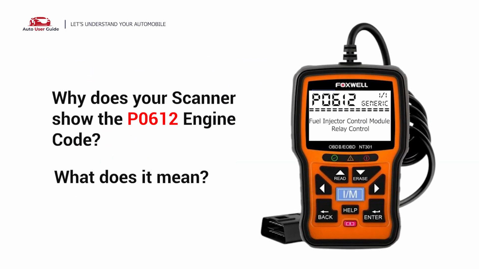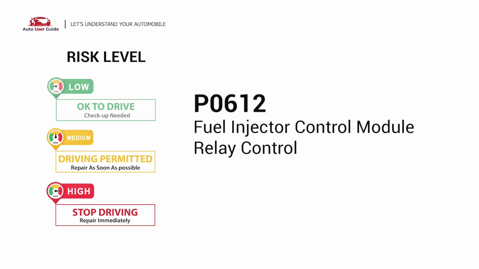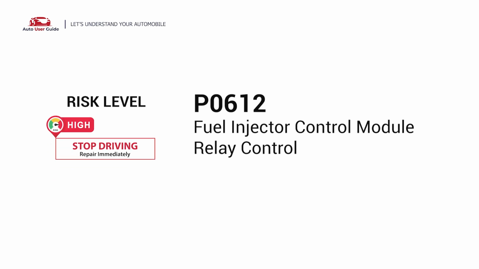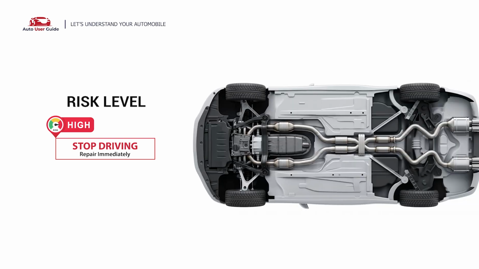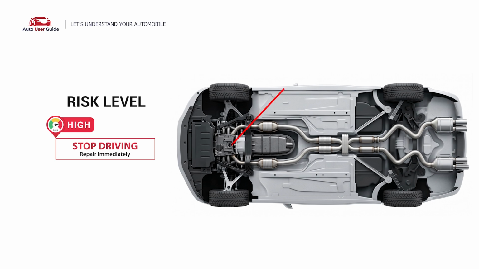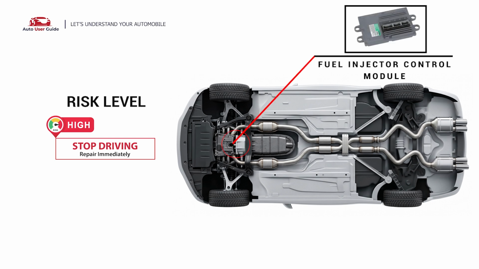Why does your scanner show the P0612 engine code? What does it mean? P0612 is a diagnostic trouble code for fuel injector control module relay control. The P0612 engine code indicates that your vehicle's FICM has detected a malfunction or voltage irregularity in the circuit that activates the relay supplying power to your fuel injectors.